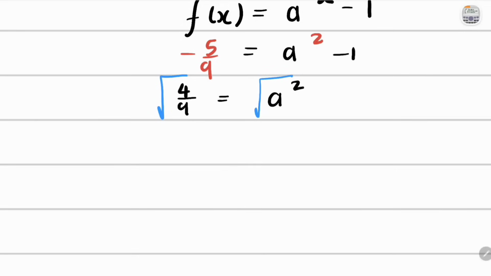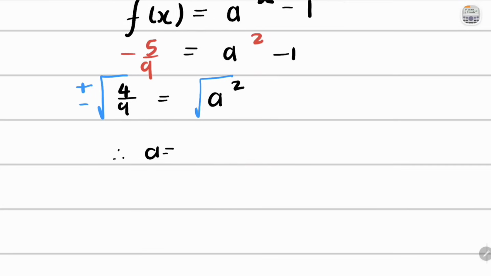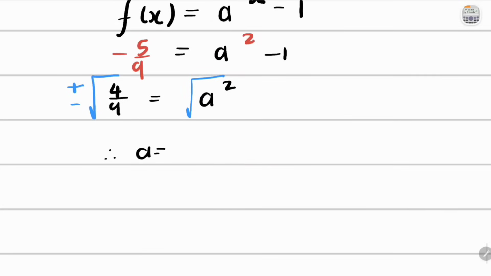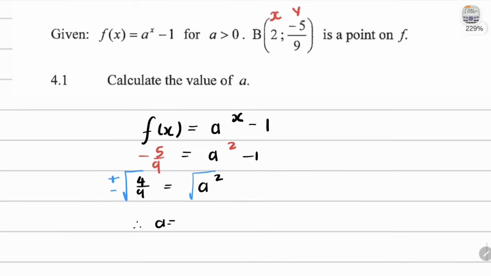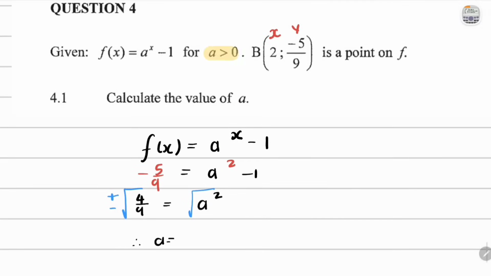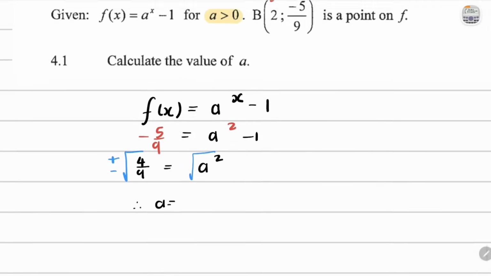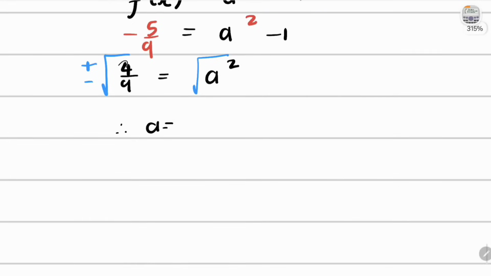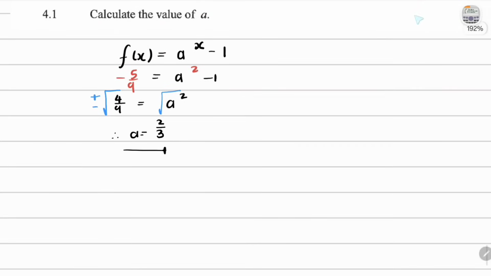So when you square root in an equation, you have to consider the positive and the negative solution. So we have to include that. Meaning a is equal to either positive or negative. But remember what they said, that a, that base has to be greater than 0. So we will take the positive solution. So the square root of that is going to be 2 over 3, and that is our answer.